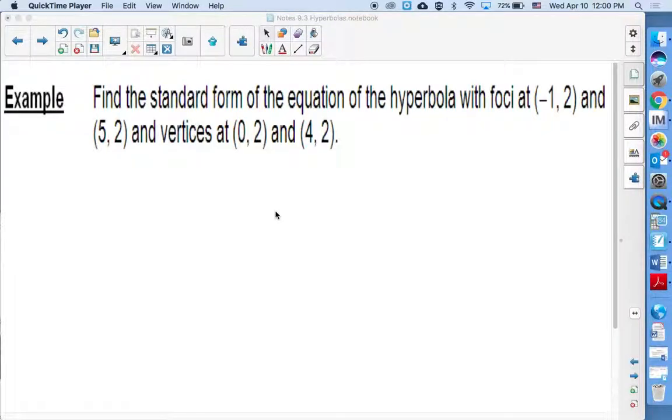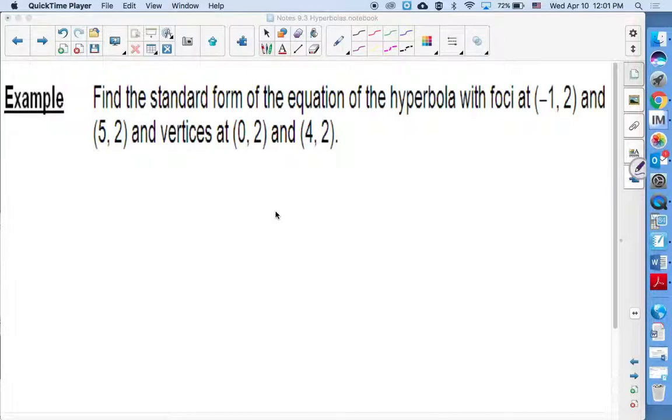Find the standard form of the hyperbola. So it definitely needs to say hyperbola versus ellipse so that you know which type of conic you're working with, because technically both of them have two foci and vertices. So you could really write an equation for either one if it didn't tell you that it was a hyperbola that we were trying to look at.